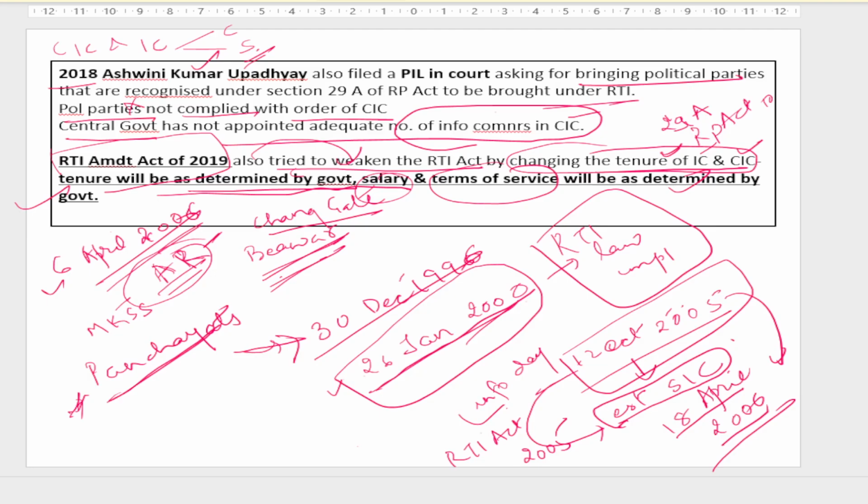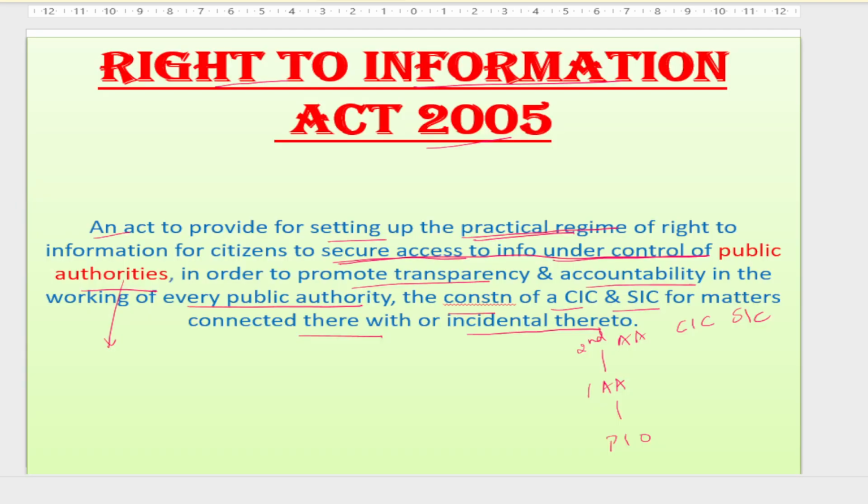Now, in this video, we have covered the definition of right to information, the different provisions of the RTI Act, the issue of bringing political parties under the Right to Information Act, and also the applicability of right to information in Rajasthan. So with this, we come to the end of this video. Thank you.